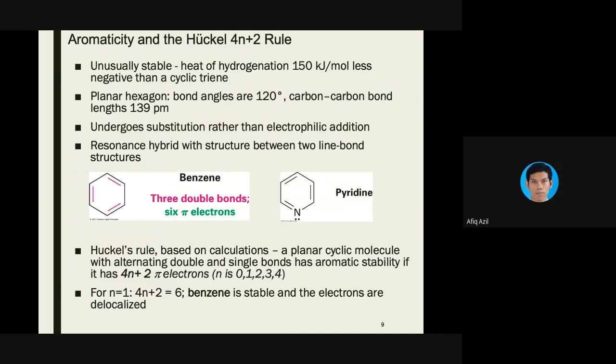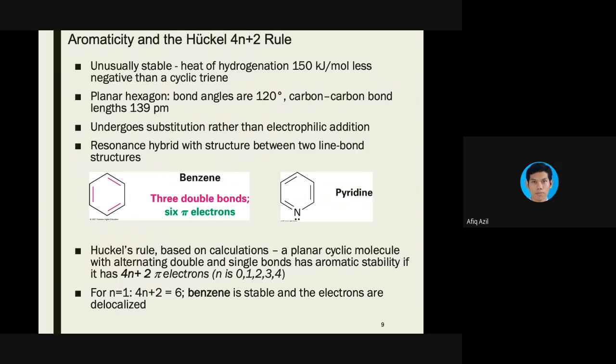Later there are some other examples I will show. Okay, so aromaticity, the relation of aromaticity and the Huckel 4n plus 2 rule. So this benzene ring is unusually stable. It is very stable. Hence, it does not react in addition reactions. Instead, it just wants to substitute one of the hydrogens with another electrophile.